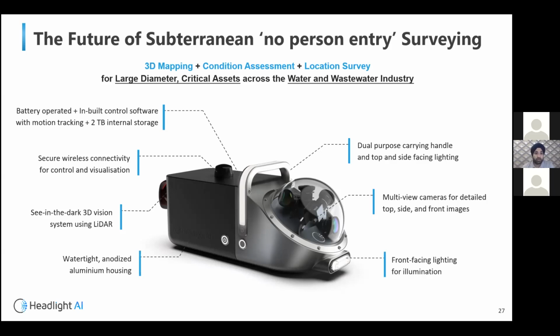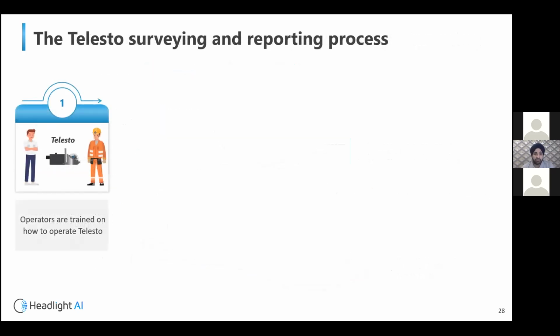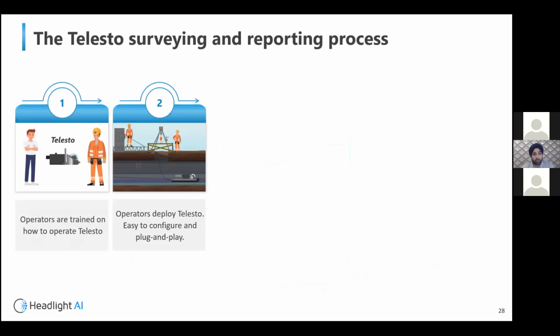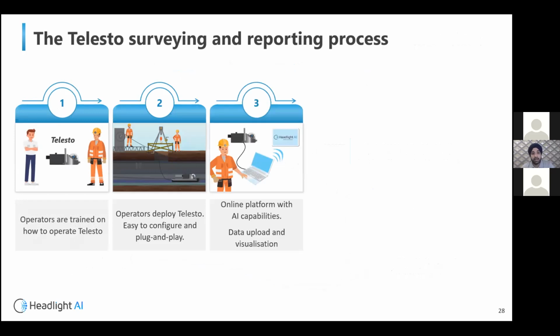It is battery operated. You've got plenty of battery, and it's got plenty of storage, so over 2 terabytes of internal storage. It does come with a suite of other sensors on board that allows us to compensate for the turbulent flow that we've been talking about. So the process is pretty straightforward. We hand over Telesto to the operator. The operator deploys it onto a floating platform, or even a wheeled robot if the environment suits it.